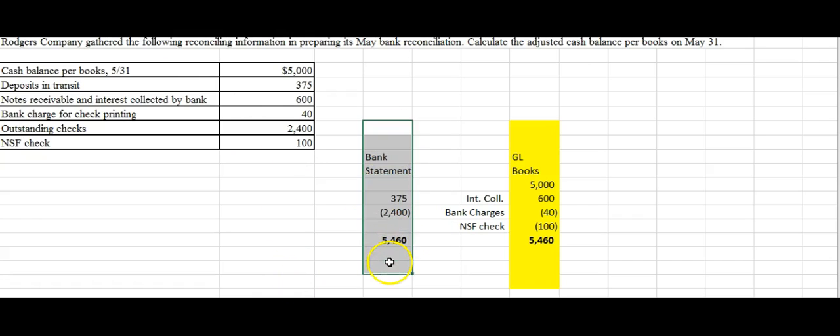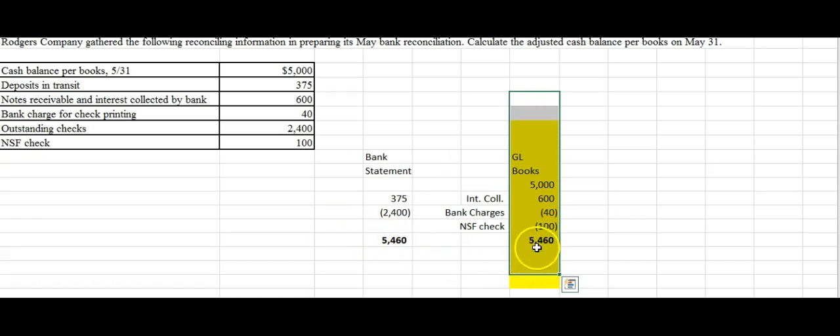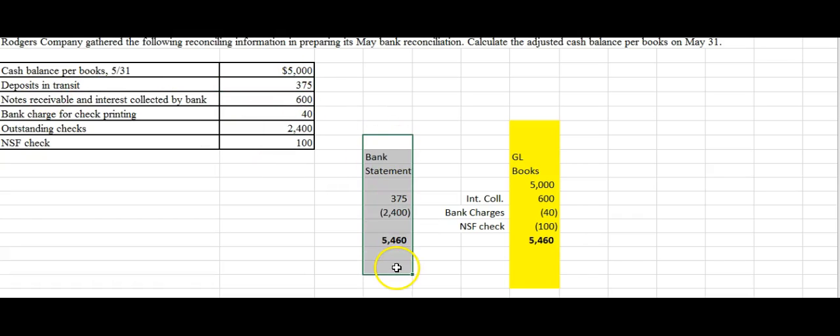But we really can't solve this here too. Well, I guess we could solve it. If these were the only two entries, I guess I could go backwards and find out what my beginning balance was, right? But I'm not going to complicate it. This was what we were asked for, and that's how you calculate it. Notice that you do not include deposits in transit. That's a bank statement adjustment, or outstanding checks. That's a bank statement adjustment. You should include the other three to come up with your adjusted cash balance per books. Okay, let's do the next one.